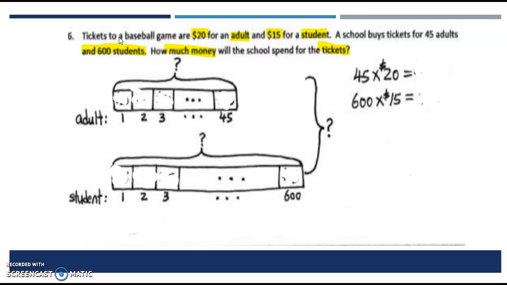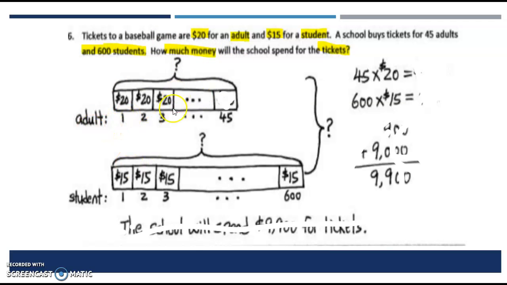Tickets to a baseball game are $20 for an adult and $15 for a student. The school buys tickets for 45 adults and 600 students. How much money will the school spend for tickets? So we're going to use $20 in each diagram for adults and $15 in each diagram for students, to create a diagram to see where it adds up.